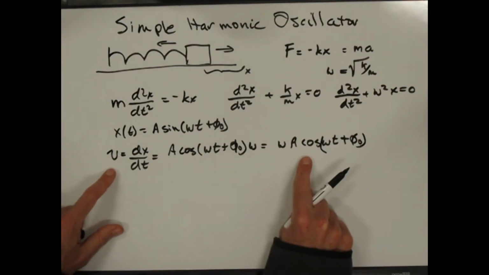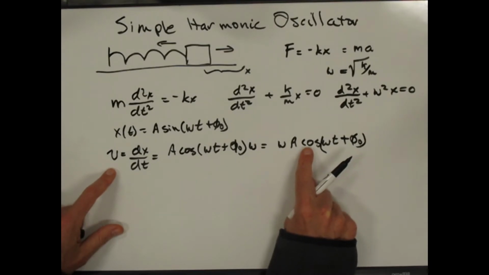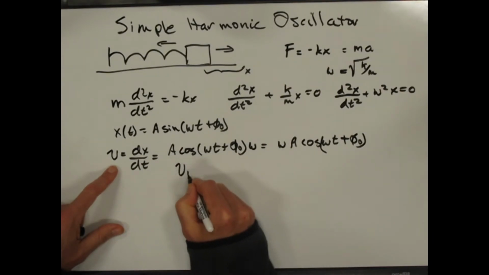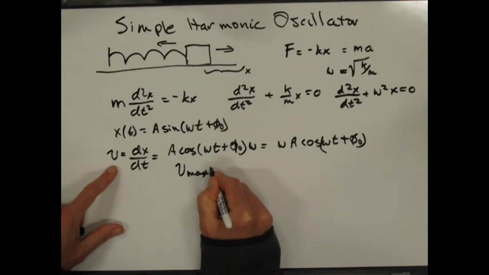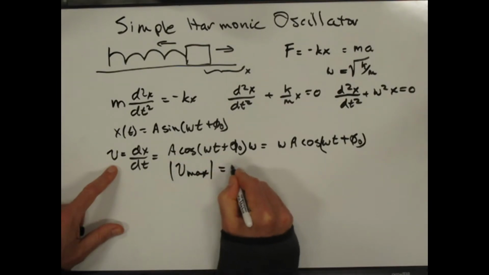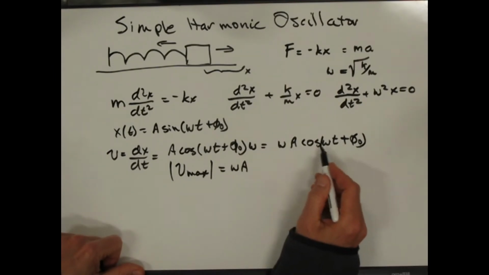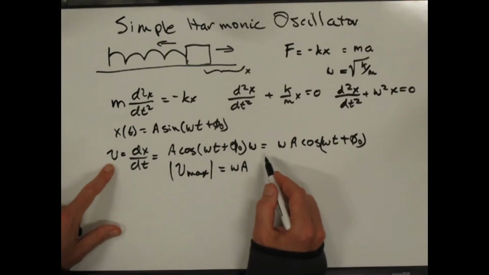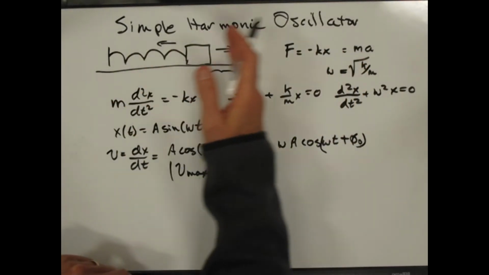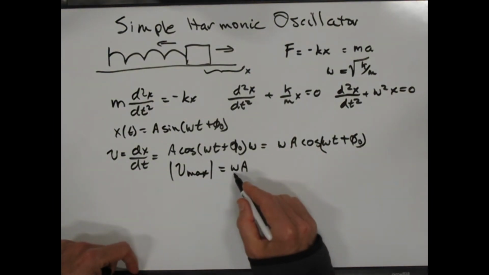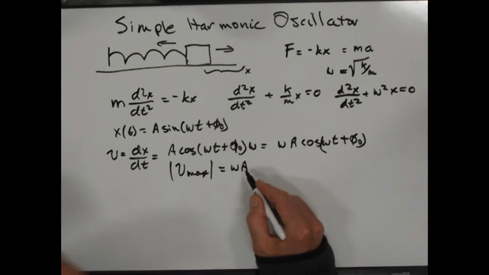And so this is just a cosine function, and this is just a sine function. Notice the cosine varies between -1 and 1, just like sine does. The maximum velocity is just omega A. It can be plus or minus, but the maximum value cosine can have is 1, and so the maximum value the velocity can have, even though it varies as the object sloshes back and forth, is the angular frequency times the amplitude.